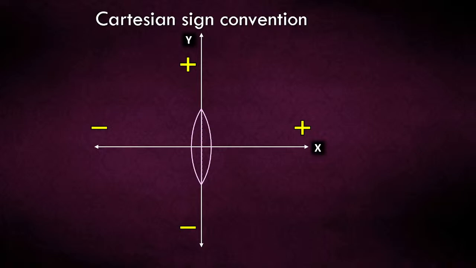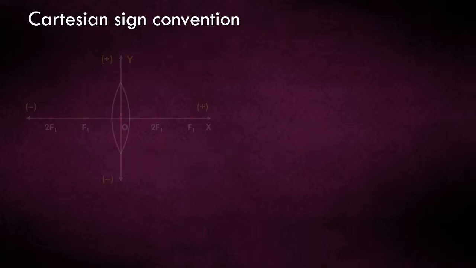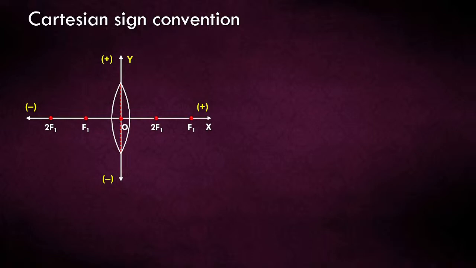Imagine I keep a lens here. Then this is the optic center. Behind the lens, F2 and 2F2. Next, in front of the lens we have 2F1 and F1. Now Cartesian sign convention. So keep this diagram in mind and you are going to follow some rules when you solve the questions. If you don't follow the rules, you will get wrong answers. That is why most of the students find it difficult to solve the problems, because they don't understand the rules.